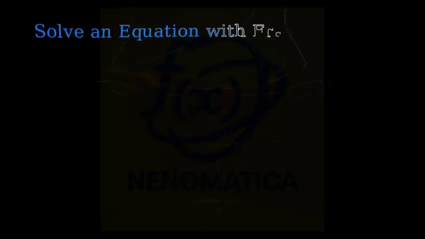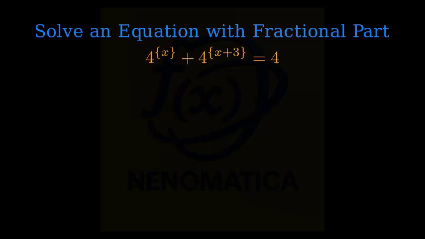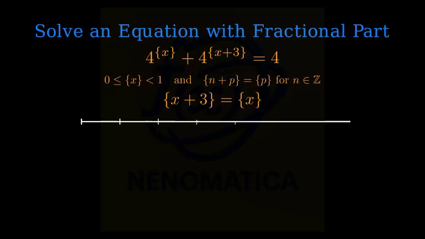In this lesson, we will solve an exponential equation that involves the fractional part function. Our equation is 4 to the power of the fractional part of x plus 4 to the power of the fractional part of x plus 3 equals 4. Recall, the fractional part of x, written as left brace x right brace, is the amount after removing the integer part, and it always lies between 0 inclusive and 1 exclusive.